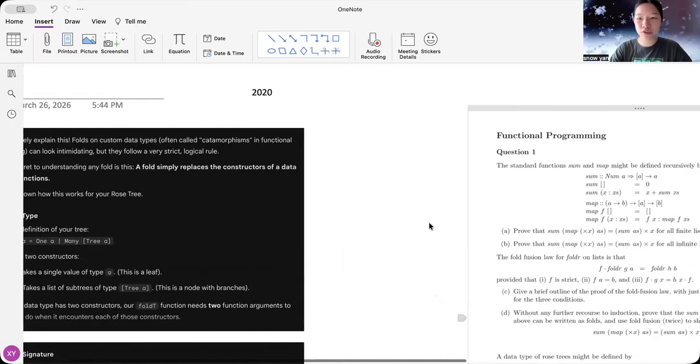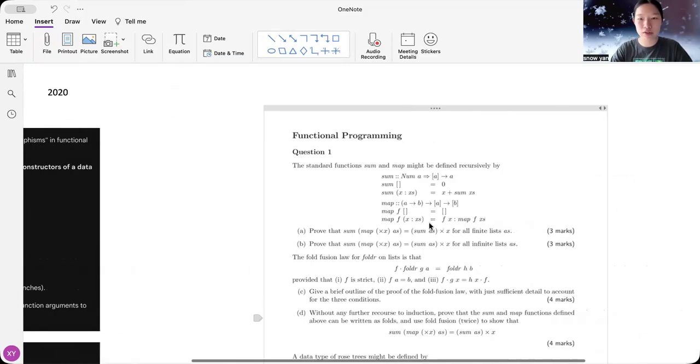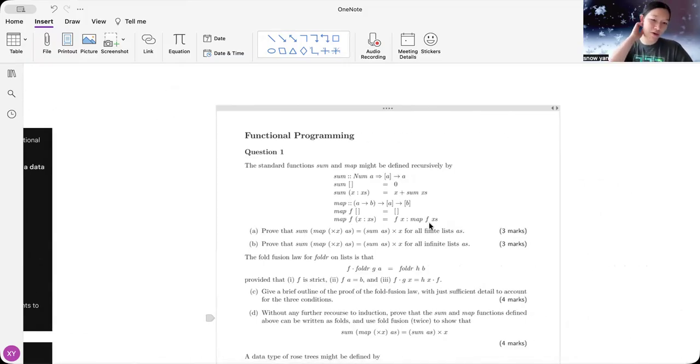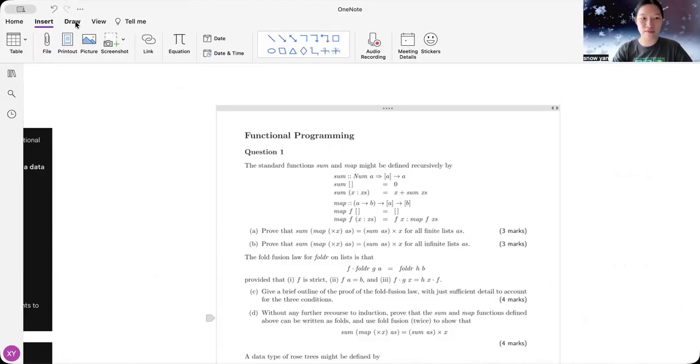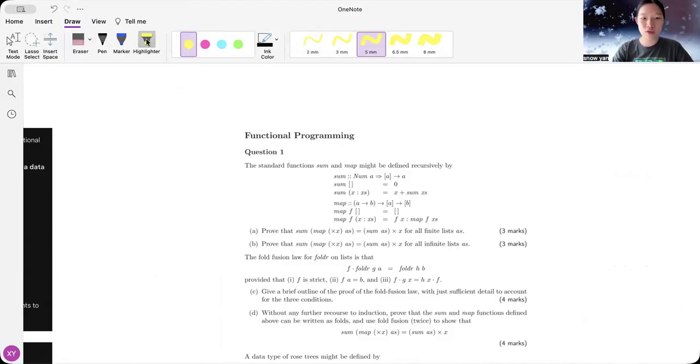Let's go over the functional programming question I did yesterday. I think it's a pretty standard question of basically using the fold and fold fusion, and then also testing a bit on trees and folding on that. I'm going to start off with the first part. Standard functions sum and map might be defined recursively by this, and the map is this.